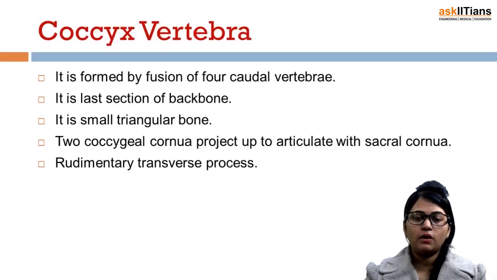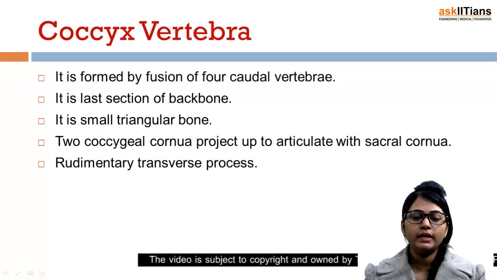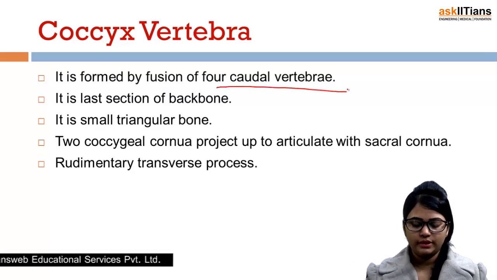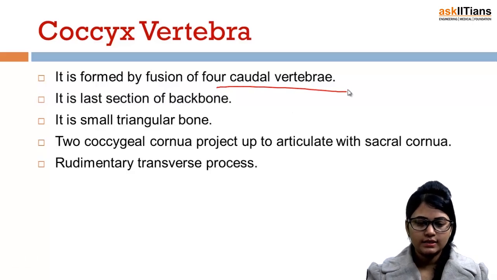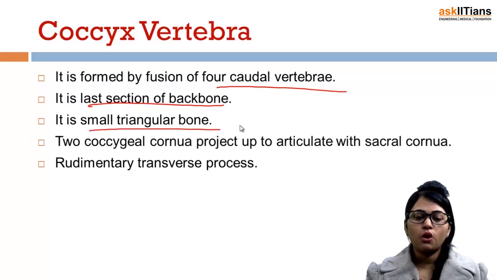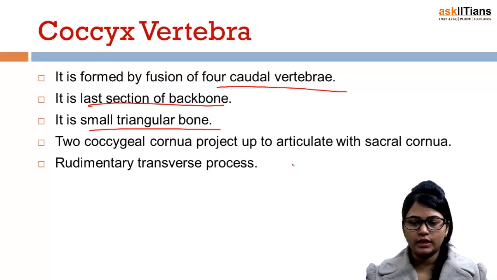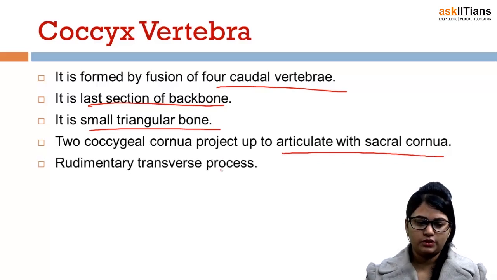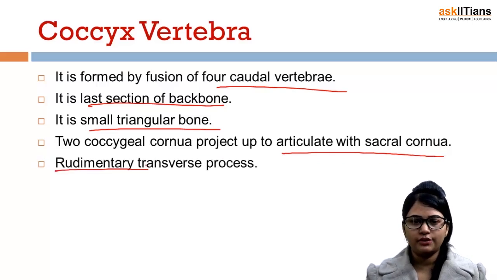Okay, so next comes the coccyx vertebra. Coccyx vertebra is formed by the fusion of 4 caudal vertebrae. Second, it is the last section of the backbone. Third, it is a small triangular bone. 2 coccygeal cornua project up to articulate with the sacral cornua, coccyx and sacrum. The transverse process is rudimentary.